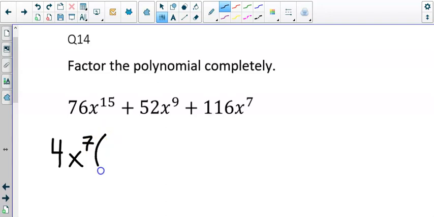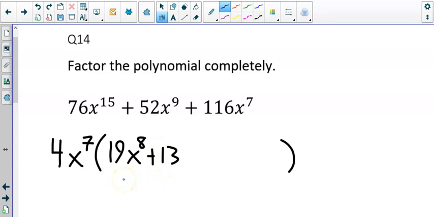So all we have to do now is write down what's left. So remember that all these numbers got divided by 4, and all these variables had 7 x's taken out of them. So what is 76 divided by 4? 19. There were 15 x's, but I pulled out 7. 8 x's left? Perfect. What is 52 divided by 4? 13.